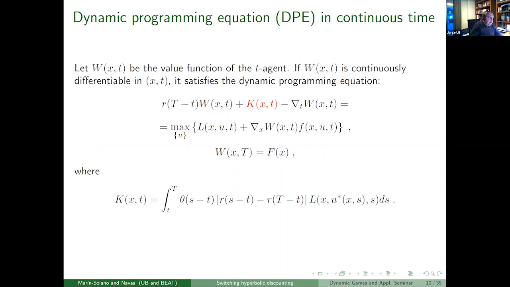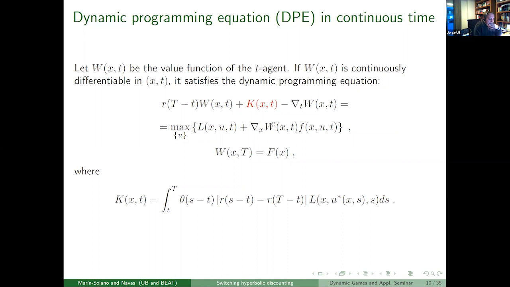However, it's true that there are some particular specifications of discount functions for which it's possible to differentiate this expression with respect to time. So we can simplify this setting a bit and work with a system of two partial differential equations. One partial differential equation accounting for the value function of the problem and the other for the expression of the capital K function.